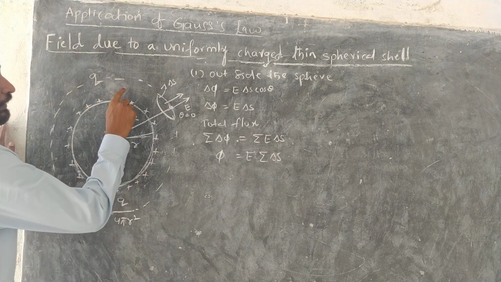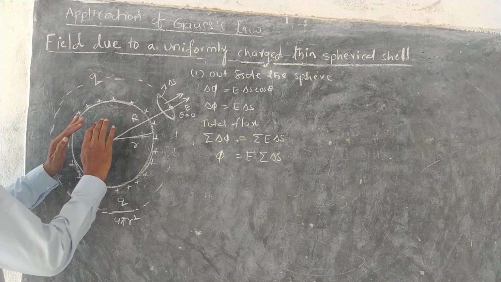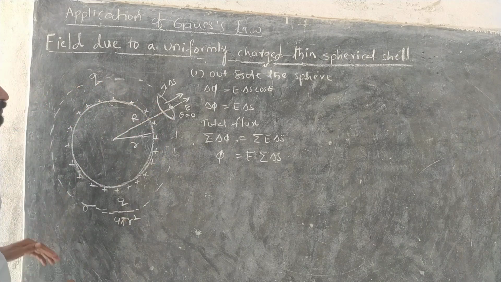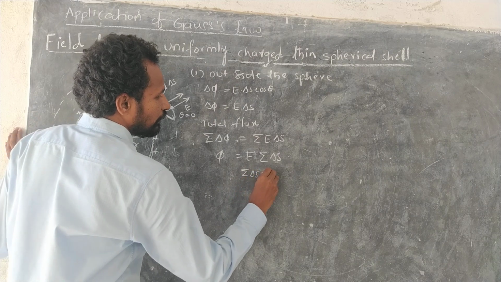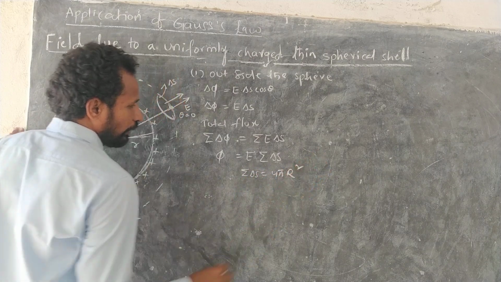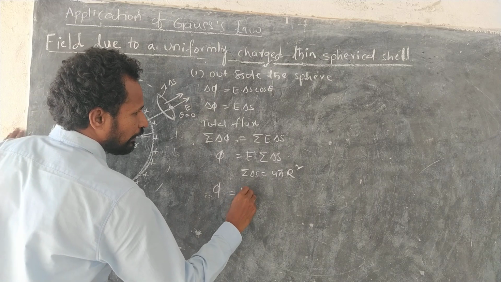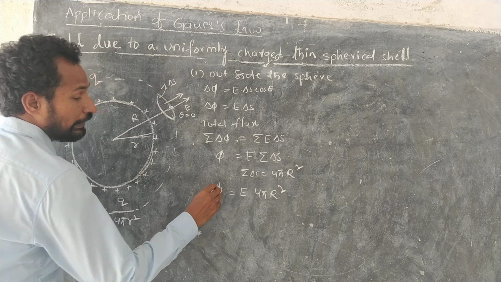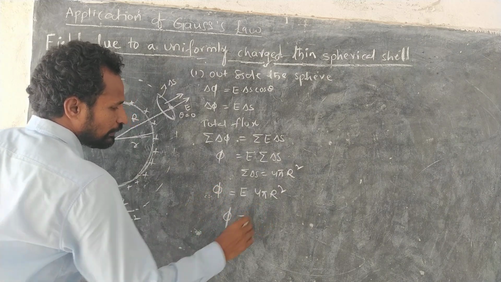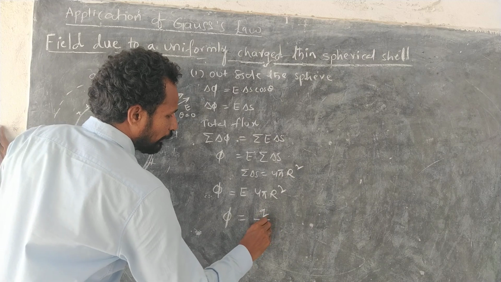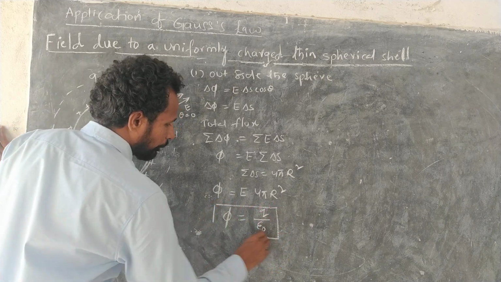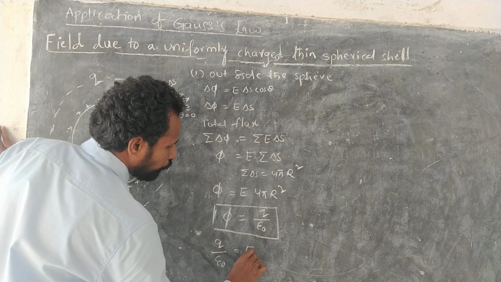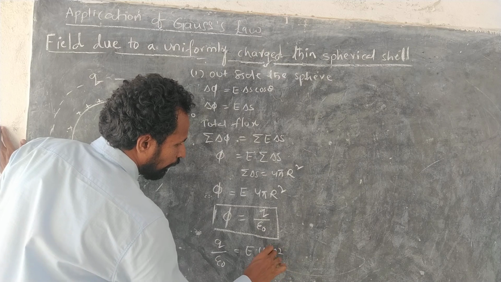Summation of delta S gives the surface area of the Gaussian surface. This Gaussian surface is spherical in shape, so summation delta S is equal to 4 pi R square. Then phi is equal to E into 4 pi R square. Now follow the Gauss equation. What is the Gauss equation? Phi is equal to q by epsilon naught. Substitute this equation here: q by epsilon naught is equal to E into 4 pi R square.